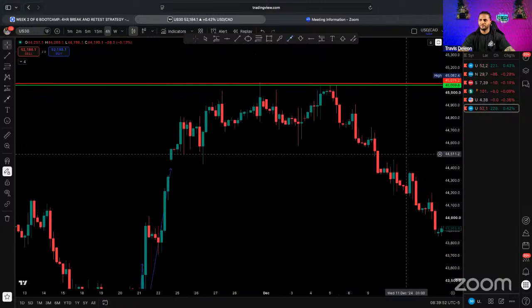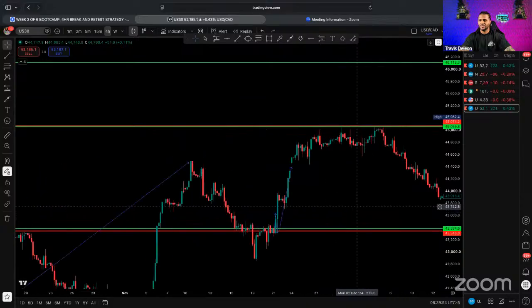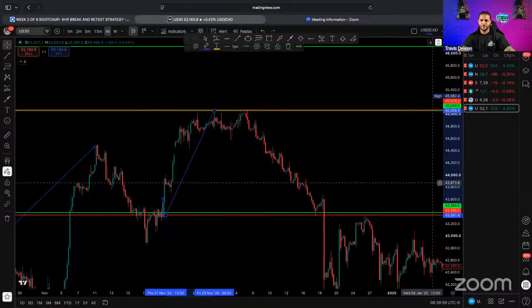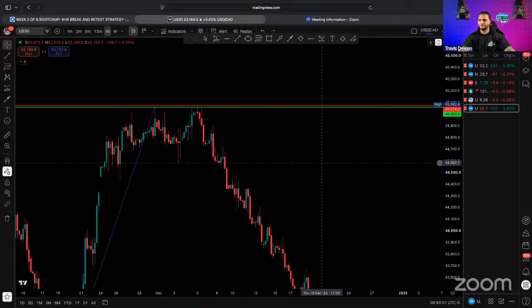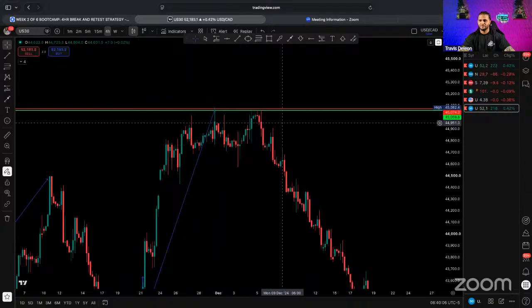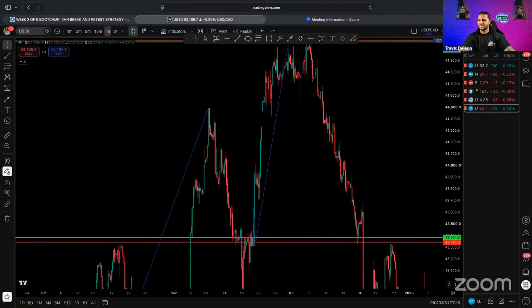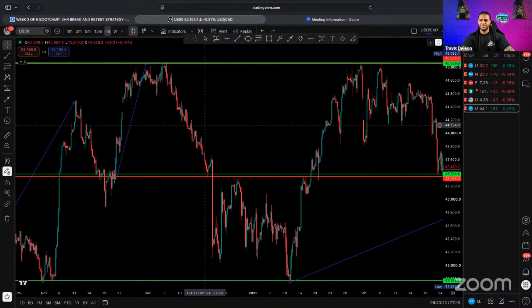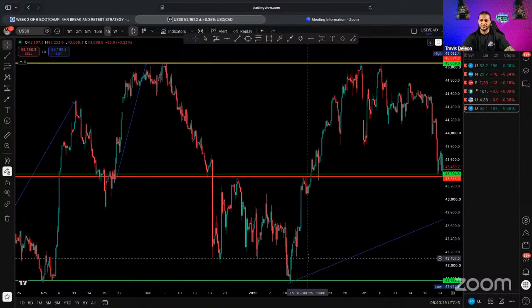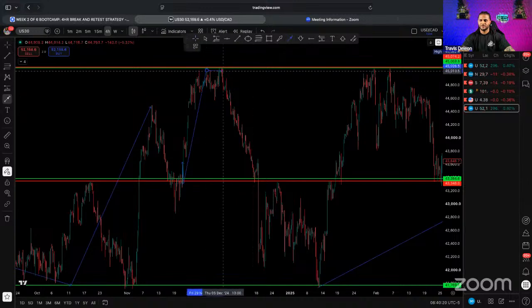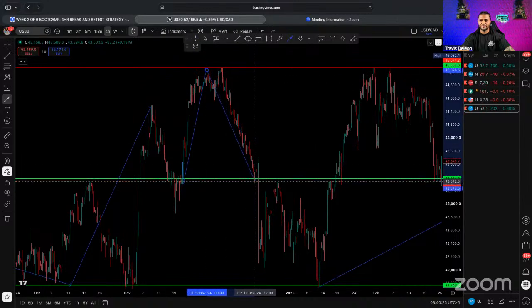So all I'm looking for now is price to come back up into another weekly level. What did it do? It came exactly to that weekly level, bounced a little bit, then sold off. So I'm looking to sell from here to at least here. Price sold off, and I would have taken profit here first, taking all my profits here.